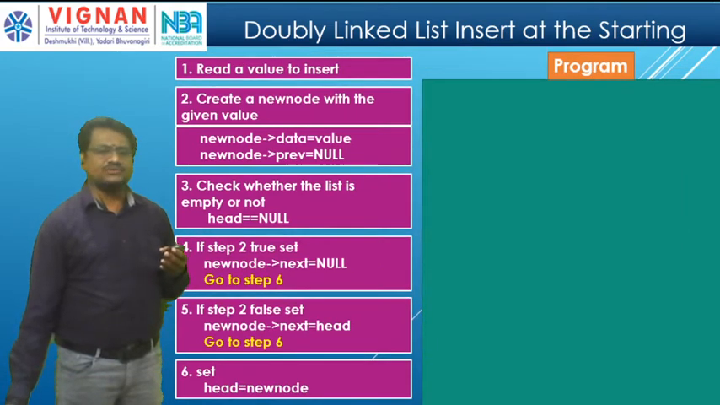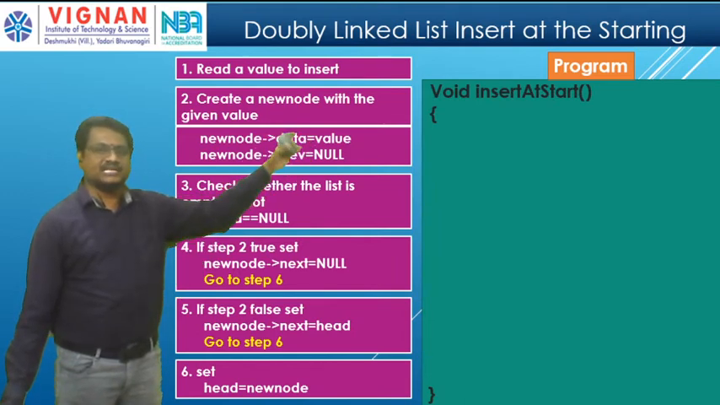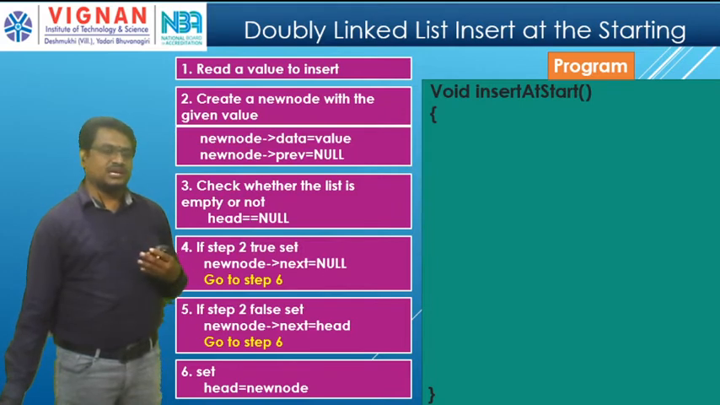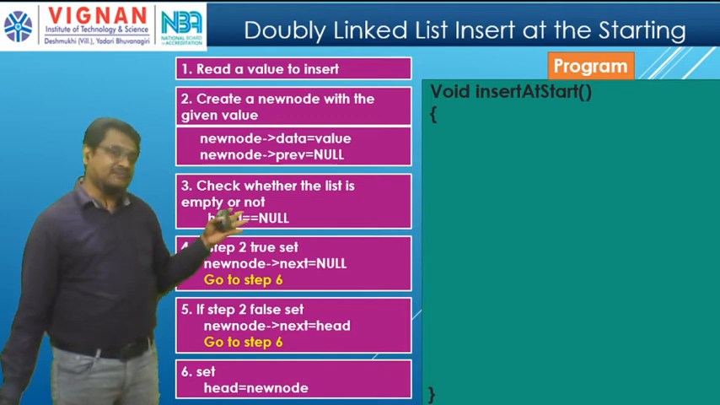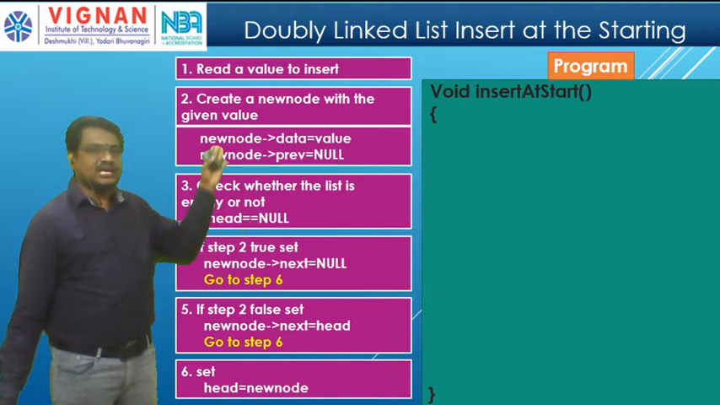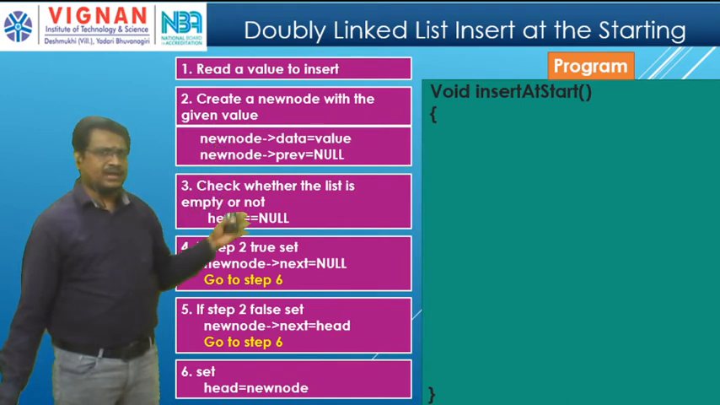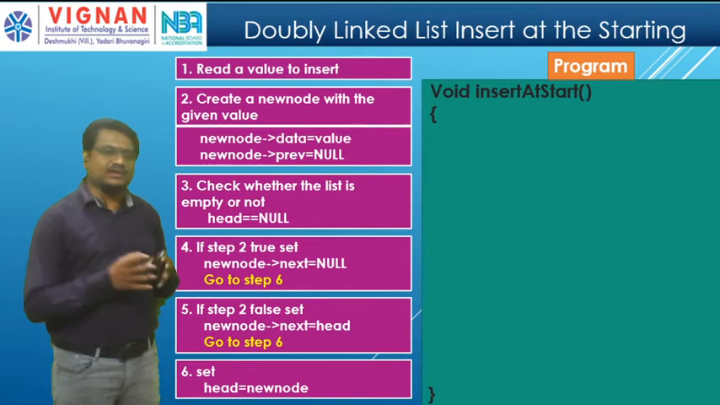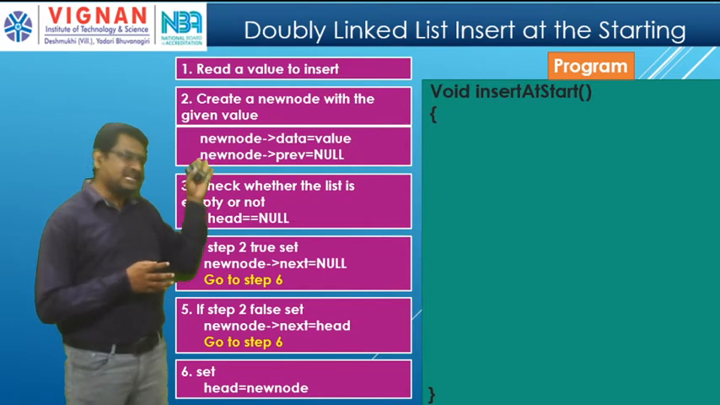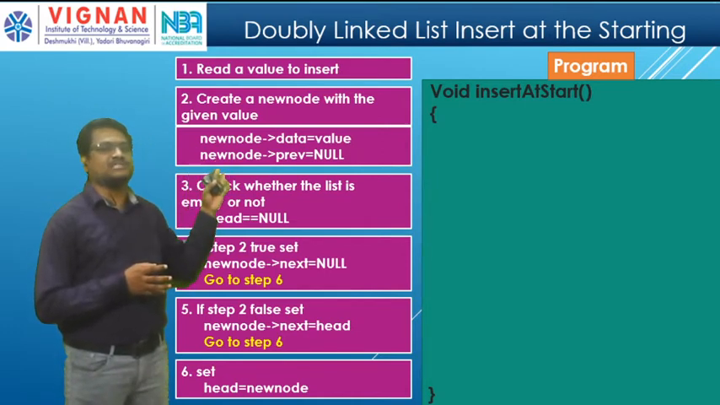Step one: I need to create a function. Here I created a function void insert at start. Next, first we check whether there are any variables I am using in this algorithm or not. If you see here, I am using a new node. Am I right? So first I have to create this new node variable. For converting an algorithm into a program, first we have to check whether there are any variables I am using in the program or not.